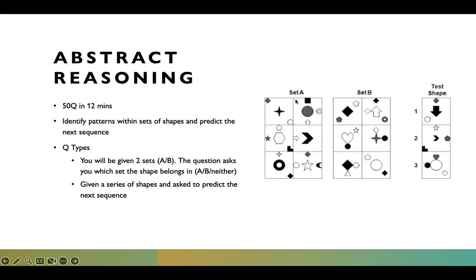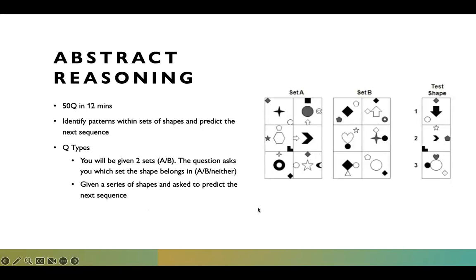So you'll get set A and set B, and then they'll ask you, out of these test shapes, which one of 1, 2, and 3 fits into either set A or set B, and you have to pick the correct one. There are different types of questions in abstract reasoning. In this one, you get given set A and set B, and then they'll give you a shape and ask which set that shape belongs to. It could belong to set A, set B, or neither of the sets.